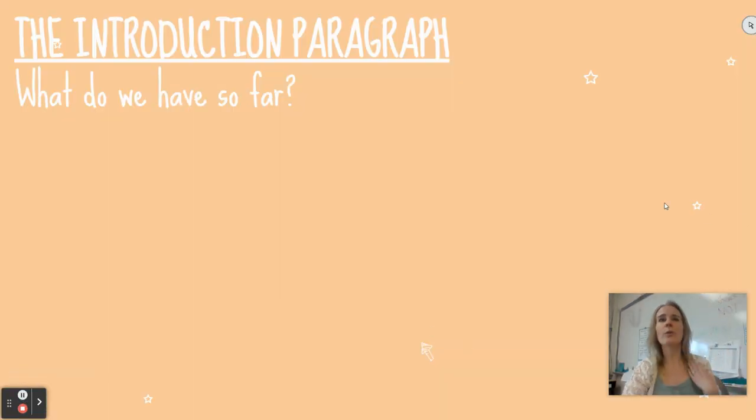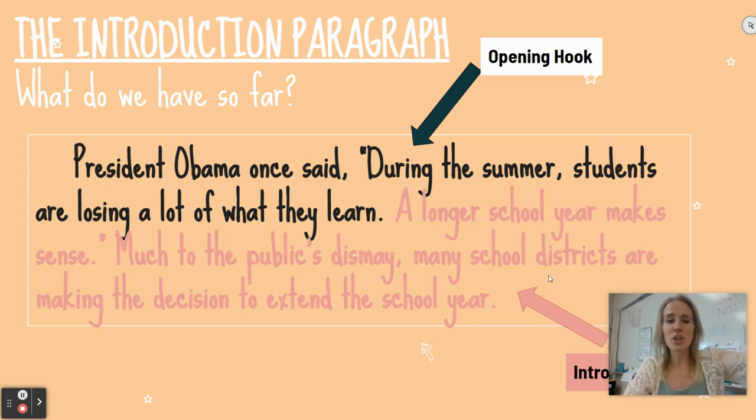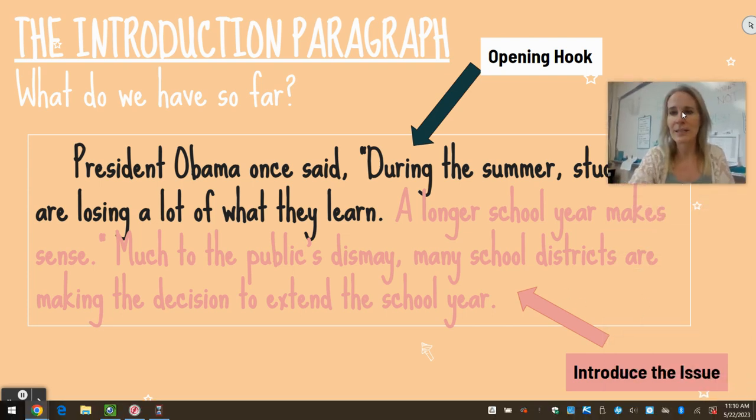Okay, you just wrote your issue statement where you gave two sides of the argument. That's going to really help your reader to know kind of what's being debated here. So what do we have so far? We have the opening hook. My example was, President Obama once said during the summer, students are losing a lot of what they learn. Okay, then we have our issue. Much to the public's dismay, many school districts are making the decision to extend the school year. So I gave the two sides. Public is against it, school districts are for it. And so that was an example of introducing the issue.